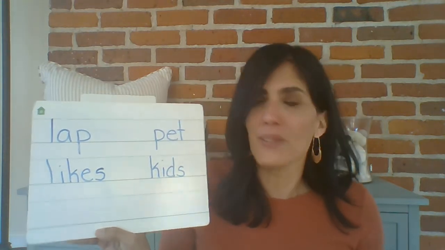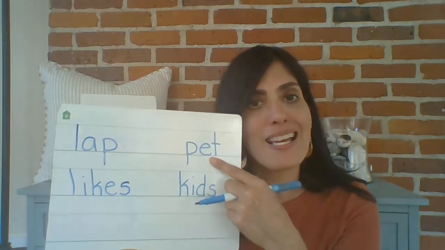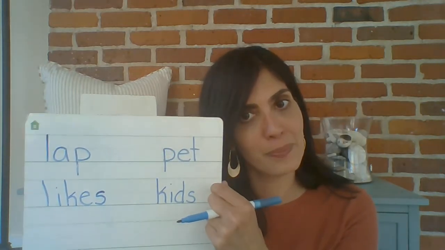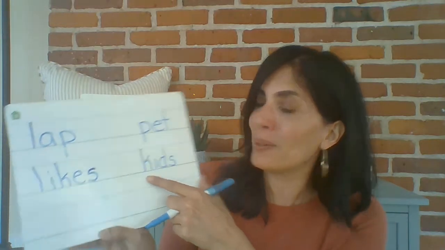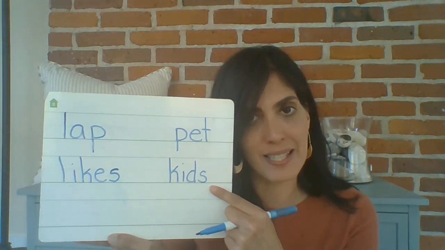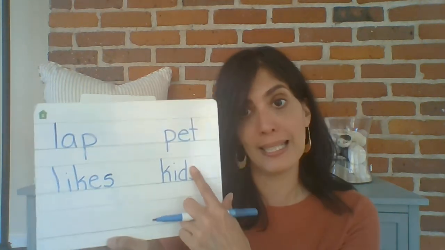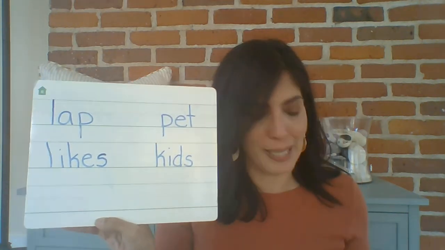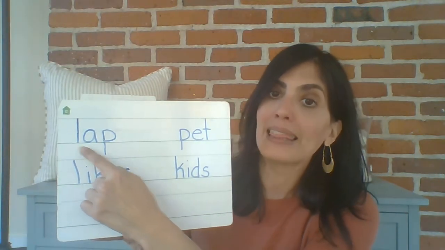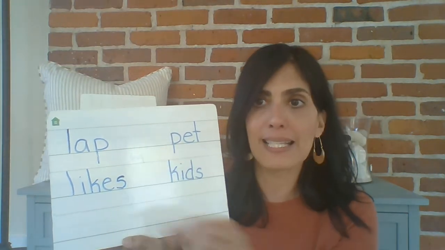You're also going to see these other two words. This first word says pet, and down below says kids. Kids. Okay, I can have one kid or lots of kids who are playing. Kids. So let's take a look. Read them with me.